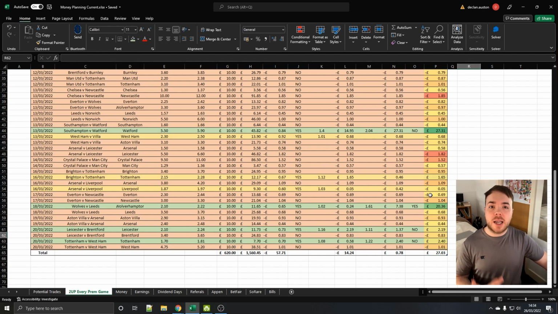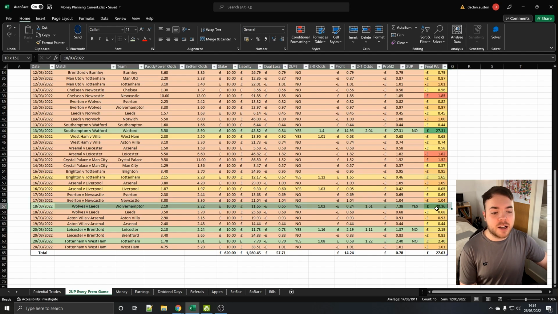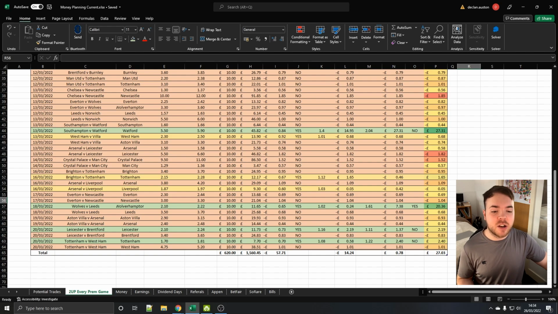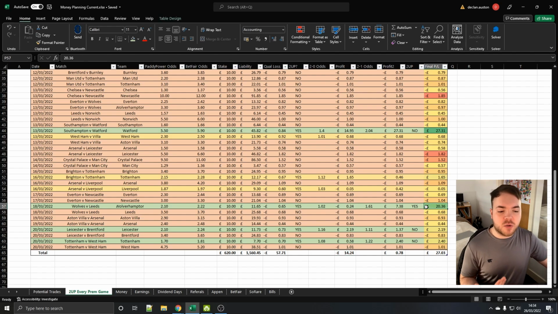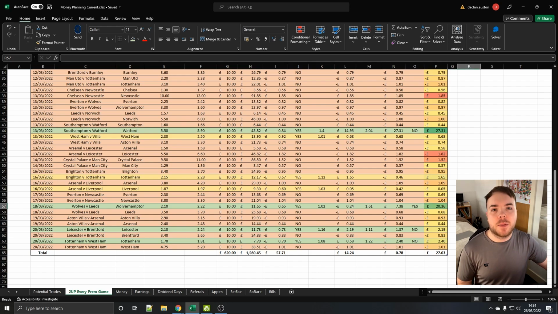Don't get me wrong, it still would have been a profit because of this 2-up that happened. And it kind of shows here that you won't really need one 2-up to get you profit. If you have a look here, we would have lost £14 over the course of the month. But this one 2-up itself got us £20 profit.